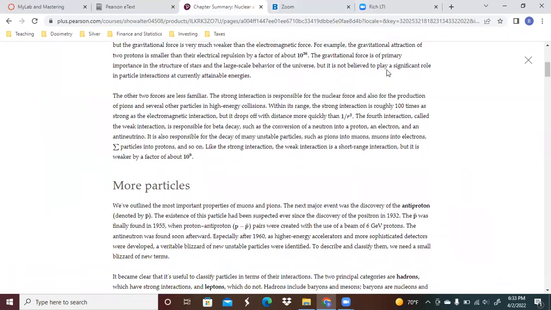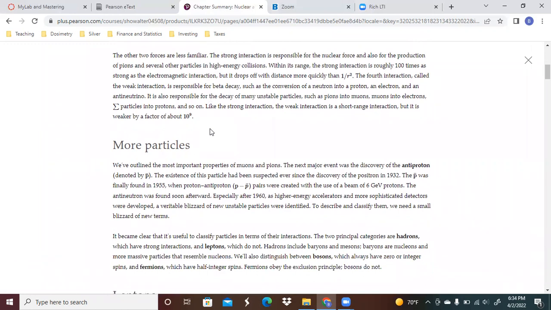The gravitational force is of primary importance in the structure of stars and the large-scale behavior of the universe, but it doesn't play a significant role in particle interactions. The two other forces are less familiar. The strong interaction is responsible for the nuclear force and also for the production of pions and several other particles in high energy collisions. Within its range, the strong interaction is roughly 100 times as strong as the electromagnetic interaction, but it drops off with distance more quickly than this.